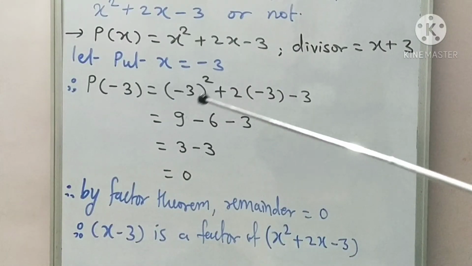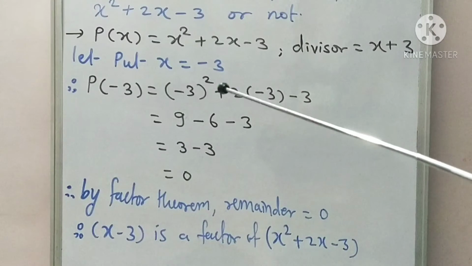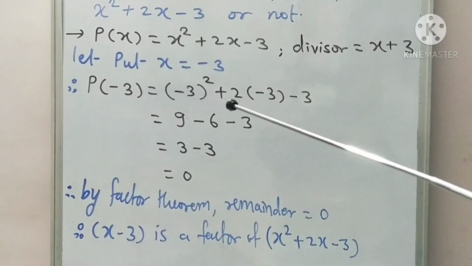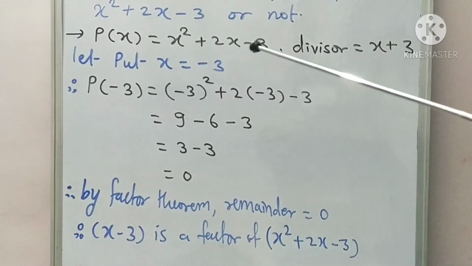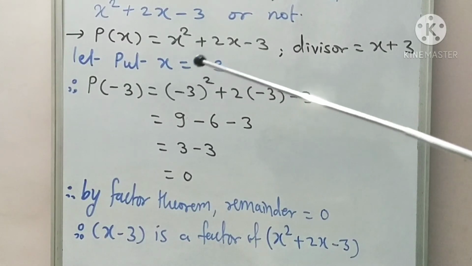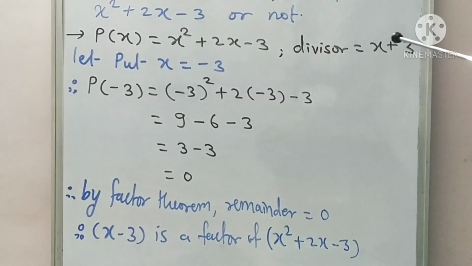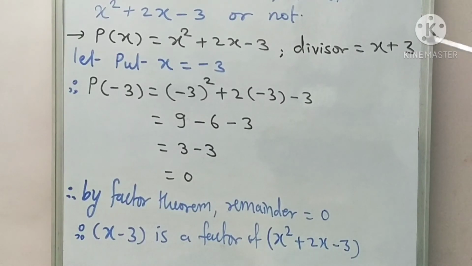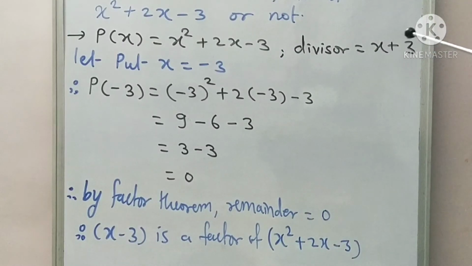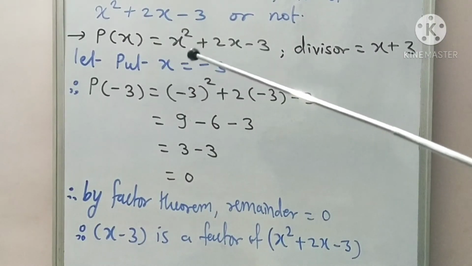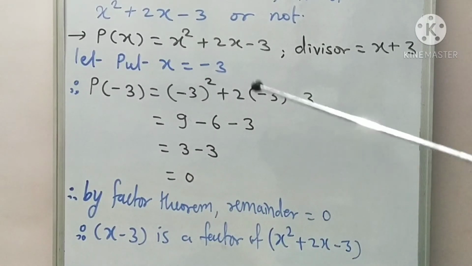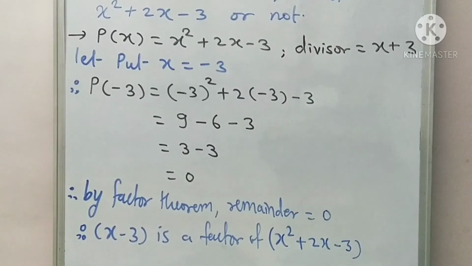Here we simplify it as we put x equal to minus 3 in the given polynomial. P of minus 3 is square of minus 3 plus 2 into minus 3 and the constant minus 3 as it is. Why do we put x equal to minus 3? Understood? Because the divisor is x plus 3, so the opposite of plus 3 is minus 3. And as we put the opposite number of this constant in the polynomial, we get the value we know as the remainder. So according to the factor theorem we find its remainder.